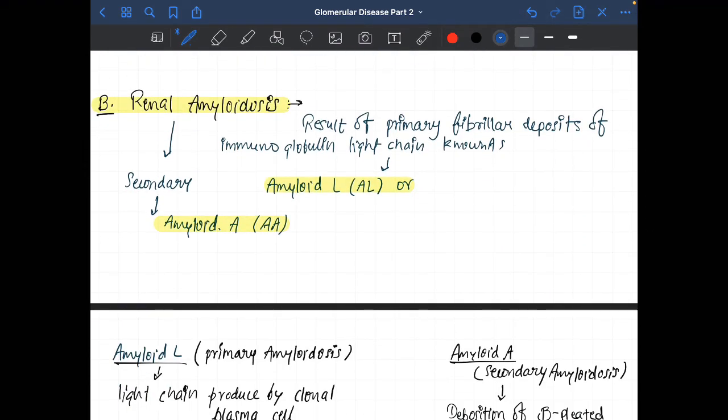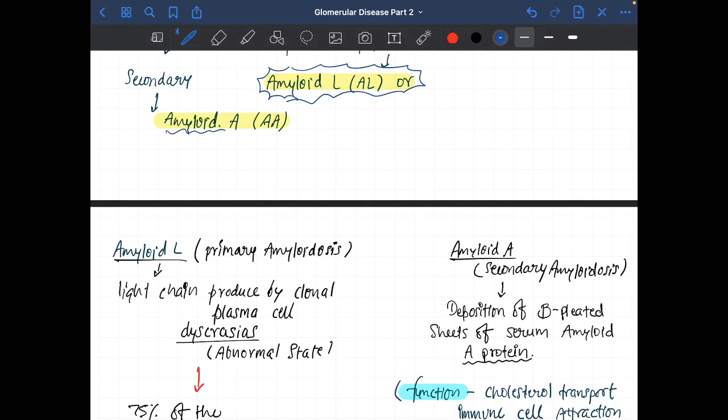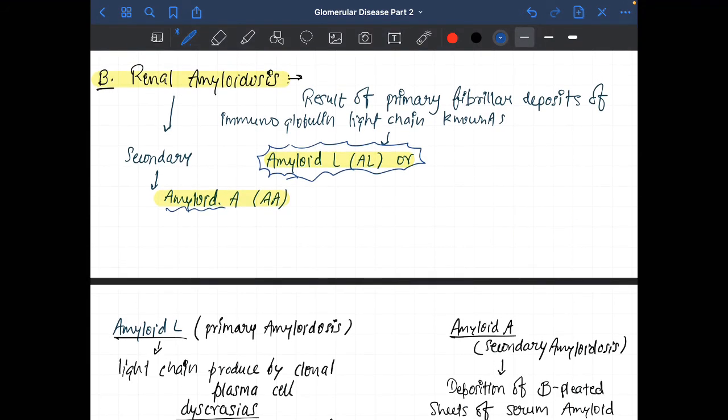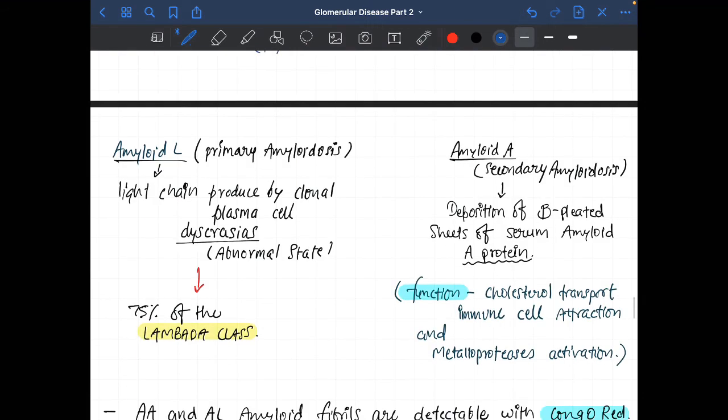Number 2, renal amyloidosis. It is the result of primary fibrillar deposits of immunoglobulin light chain known as amyloid. So there will be deposition of the amyloid proteins AL or amyloid A. So there are two types of amyloid, amyloid L, also coded AL, and the second one called AA. Alright, number one, we will talk about amyloid L.